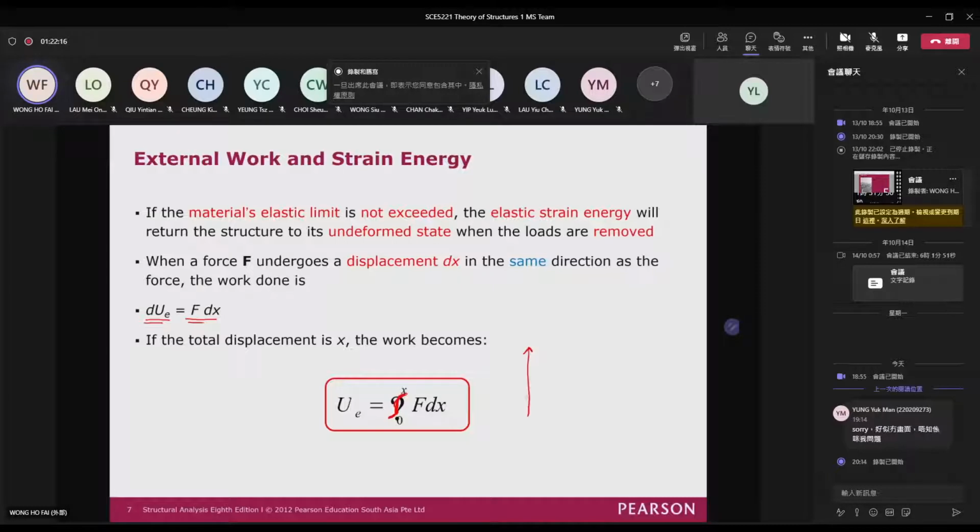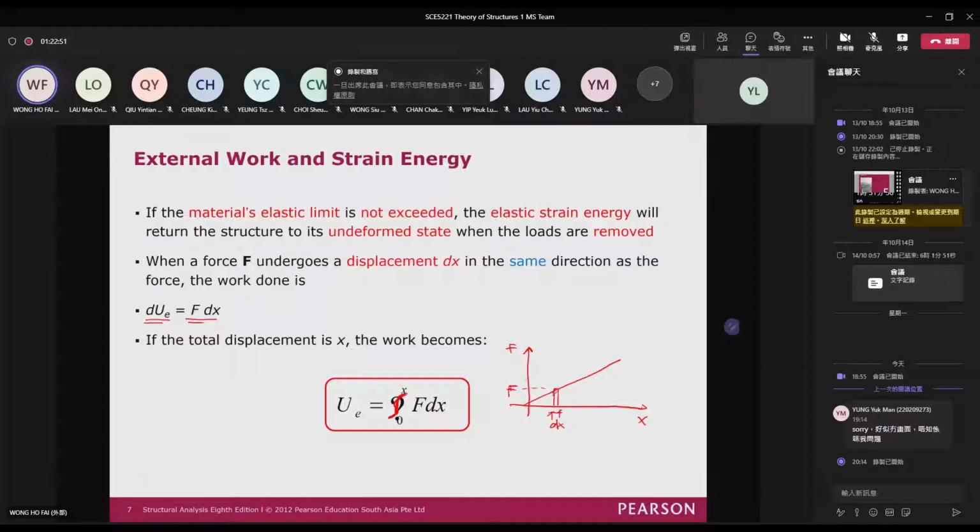If you take a look here, when we apply the force on the structure, the force and the displacement increase in a linear manner. For each force, say for a very small force F here, it goes through a distance dx. Then this is the work done by the force.